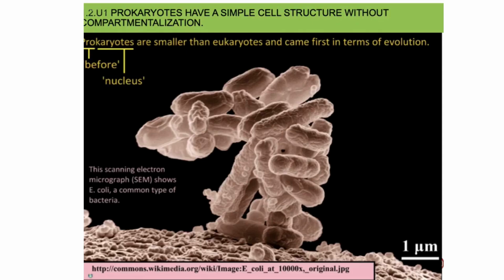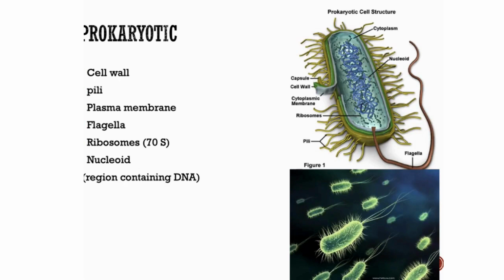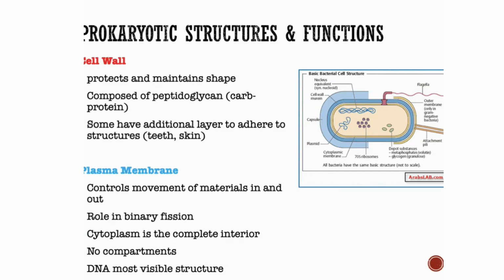So prokaryotes have a simple cell structure without compartmentalization, and it means that they are prokaryotes. Pro means before the nucleus, so it means that they do not have the nucleus and certain organelles. And this is the scanning electron micrograph of Escherichia coli, a common type of bacteria. This is the size of 1 micrometer. So prokaryotic cells have the cell wall, pili, plasma membrane, flagellum, ribosome, nucleoid region containing DNA. So let's find out how they are working.